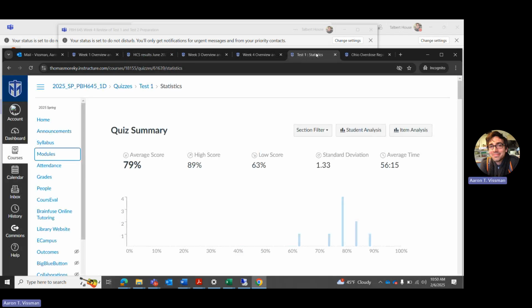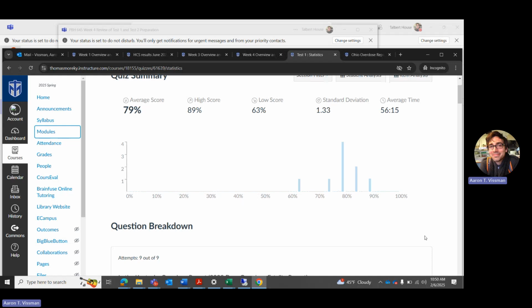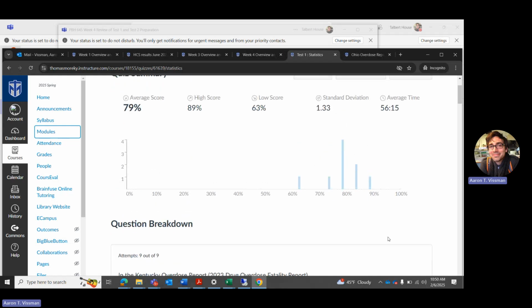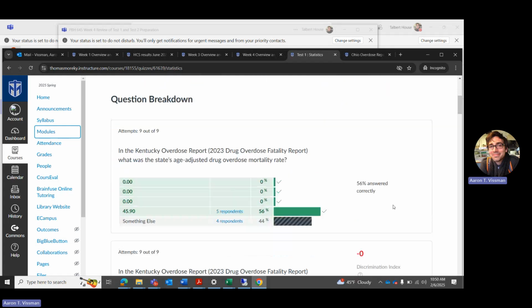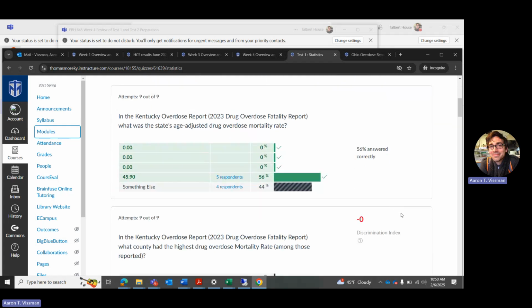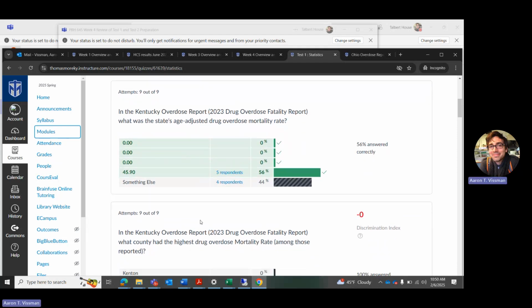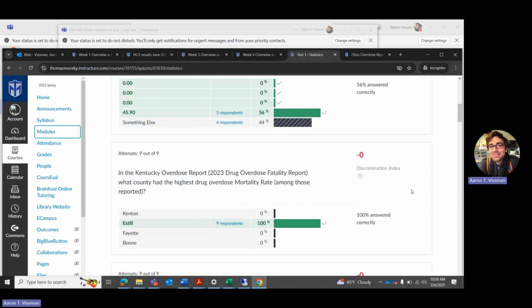So looking at test 1, I still need to go through and grade these one by one because there's a couple items that I need to check and grade individually. But you can see that overall the high score was 89% at this point. I may be adding some points to some students' tests. And when we get to the first question, it was responded to accurately by 56% of the students.